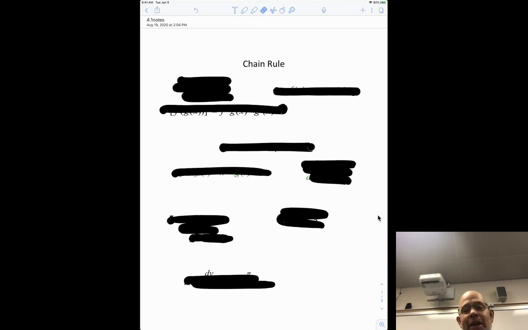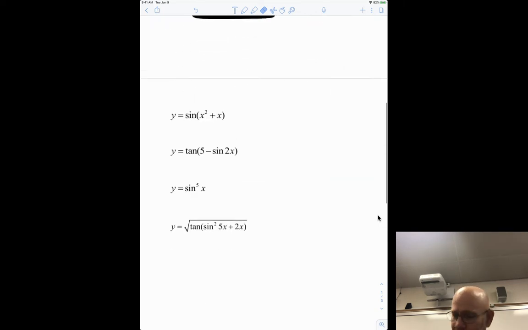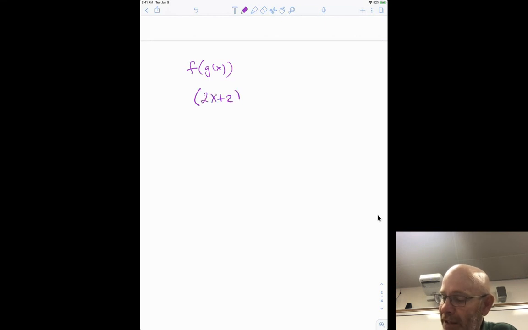So now we have probably the most important and maybe hardest one to understand, which is called the chain rule. The chain rule gives us a way to deal with a function inside of a function. So in other words, it gives us a way to deal with f of g of x. So we have one function inside of another. For example, something as simple as this.